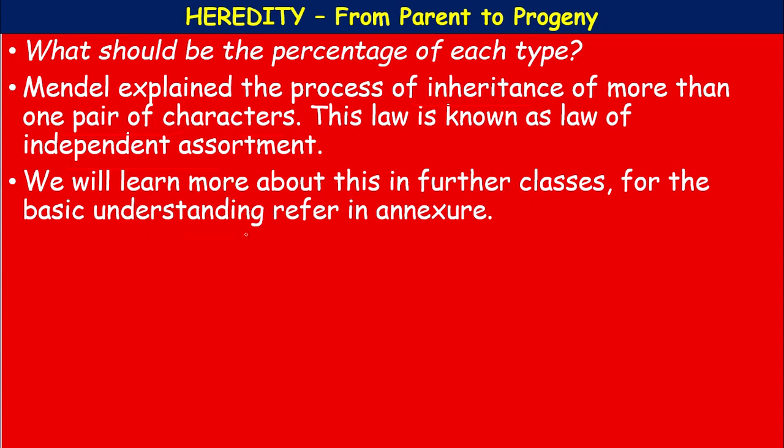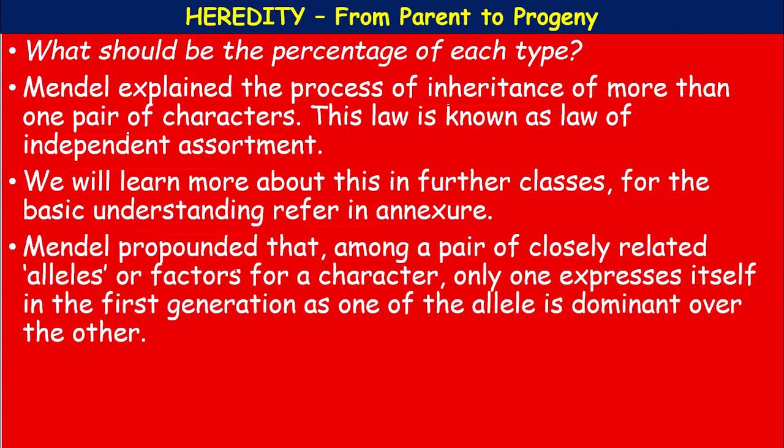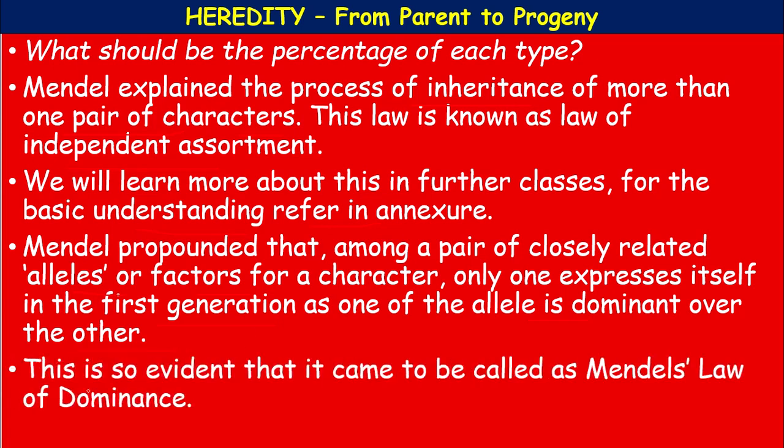So, for the basic understanding, we have to refer at the end of the textbook where one annexure is given. Mendel propounded that among a pair of closely related alleles or factors for a character, only one expresses itself in the first generation as one of the alleles is dominant over the other. So, this is so evident that it came to be called Mendel's law of dominance.